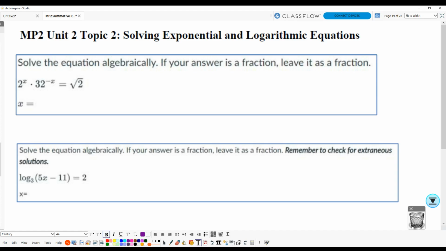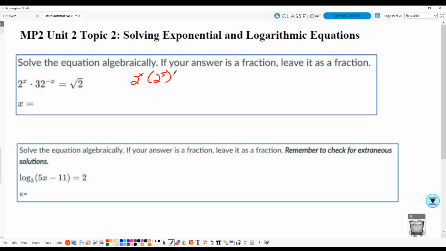Solving the equation algebraically, we want to make everything the same base. And it looks like 2 is the base that we want. 32 is 2 to the 5th. Square root of 2 is 2 to the half.